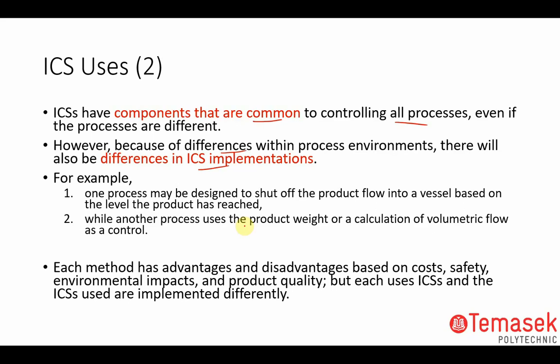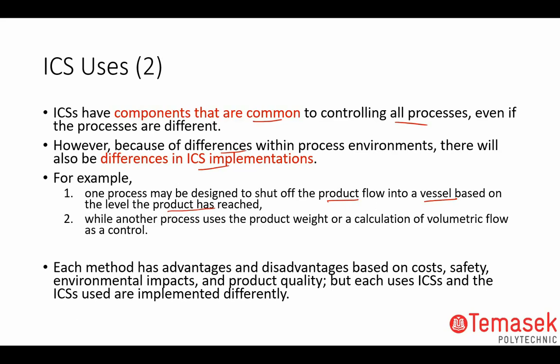So the example is to shut off certain product flow to a vessel when the product level has reached a certain point. So you have a boiler that actually does these things, okay? It automatically switches off when it hits a particular level. For example, in a pharmaceutical company, there's a certain liquid, and when it reaches a certain level, it will switch off.